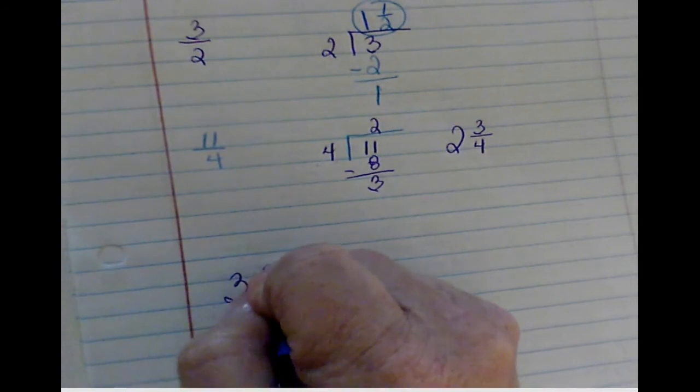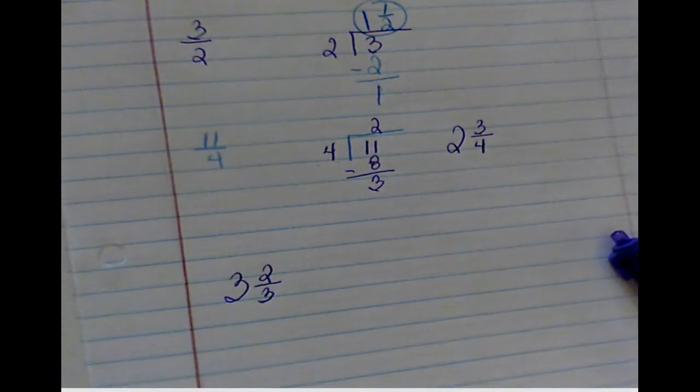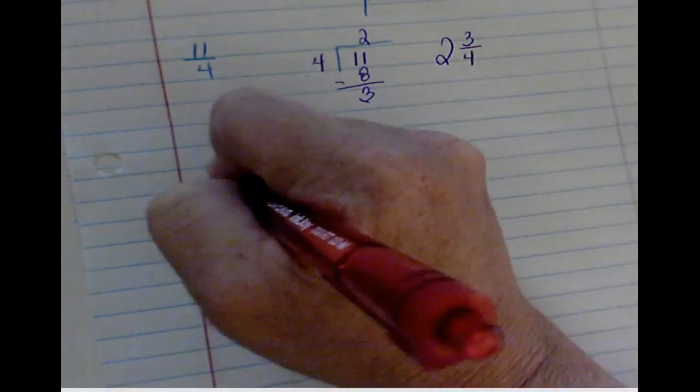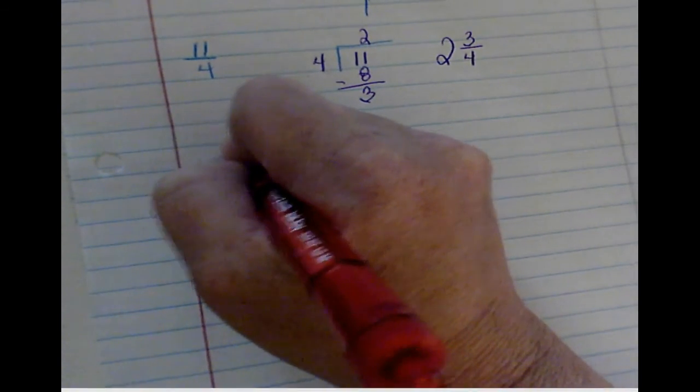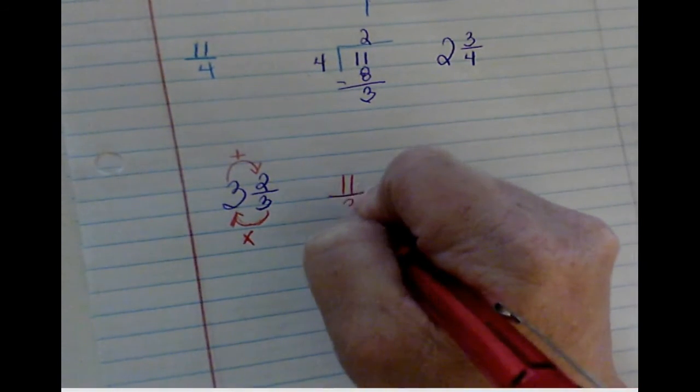Now converting a mixed number to an improper fraction. If we go back, we need to go the other way. 3 2/3. We take the 3 times 3. You get 9 plus the 2. 9, that's 10, 11. So this will be 11 over 3.